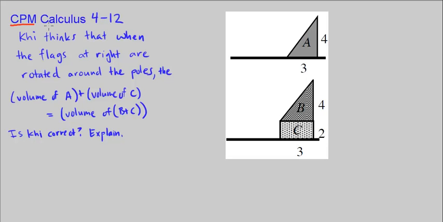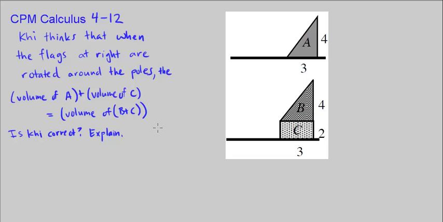This is CPM Calculus, Chapter 4, Number 12. So Kai thinks that when the flags at right are rotated around the poles, the volume of A, so the volume of this flag rotated around, plus the volume of C, just this section of the flag, equals the volume of B plus C, this entire flag rotated around the pole.